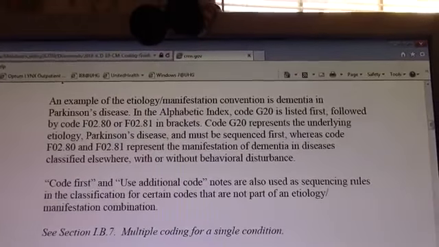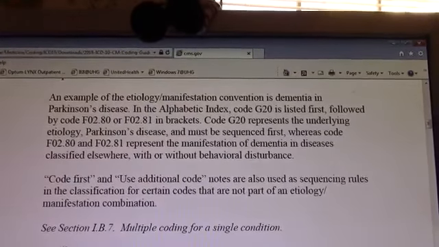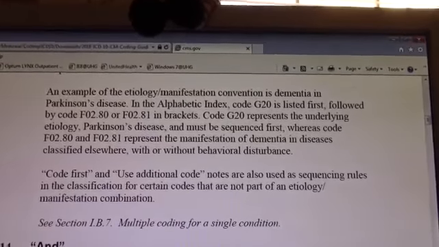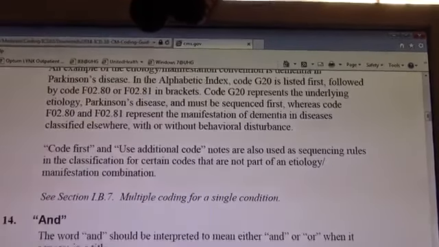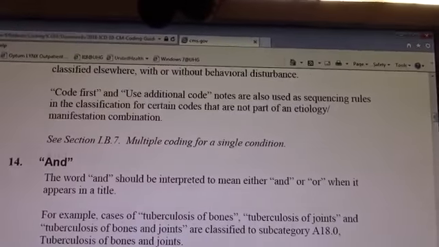So that's how you use code first and use additional code notes as far as the sequencing rules in your classification system. Okay? What about the word "and"?